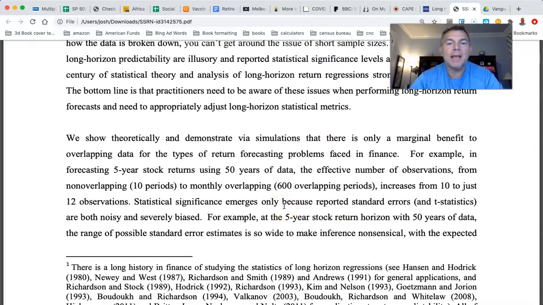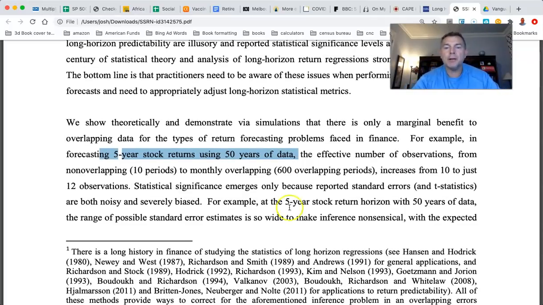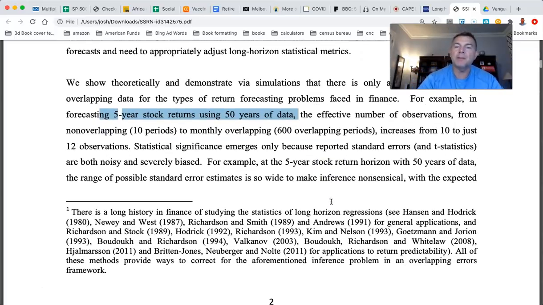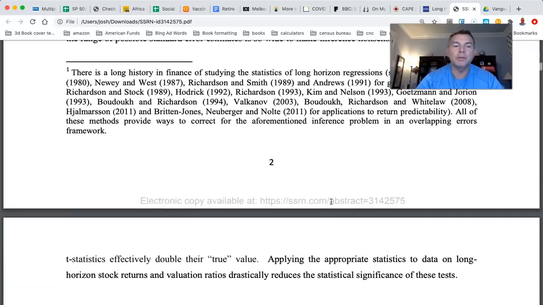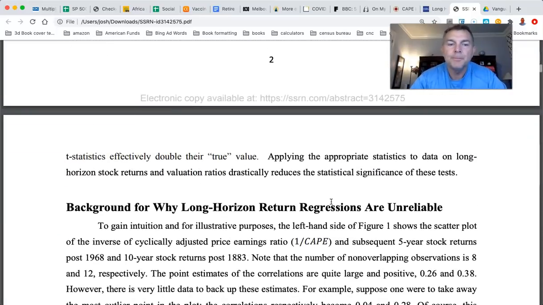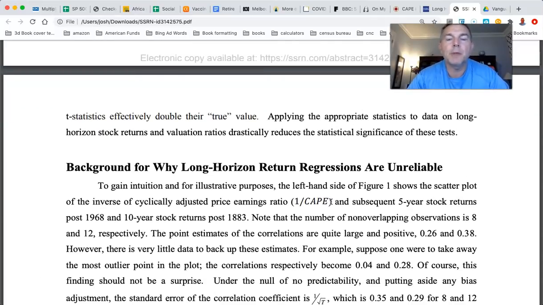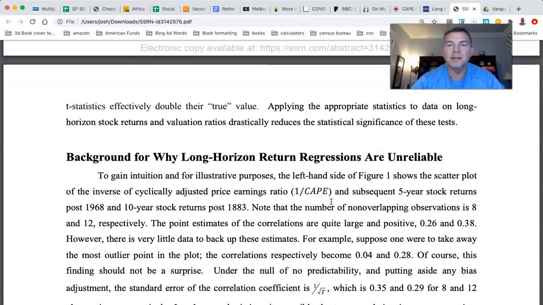For example, in forecasting 5-year stock returns using 50 years of data, the effective number of non-overlapping observations is only 10. But if you do it on a monthly basis, you have 600 observations, which doesn't change anything. So the range of possible standard error estimates is so wide as to make inference nonsensical, with the expected T statistics double their true value. Applying the appropriate statistics to data on long horizon stock returns and valuation ratios drastically reduces the statistical significance.